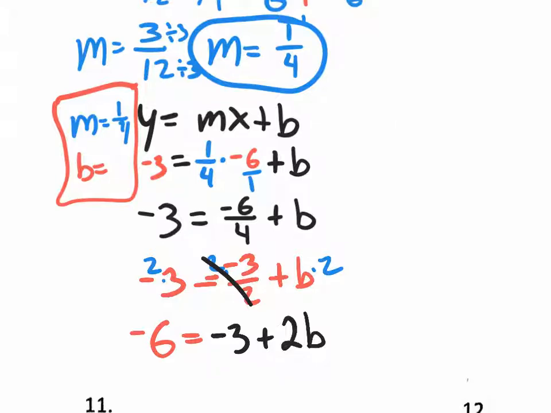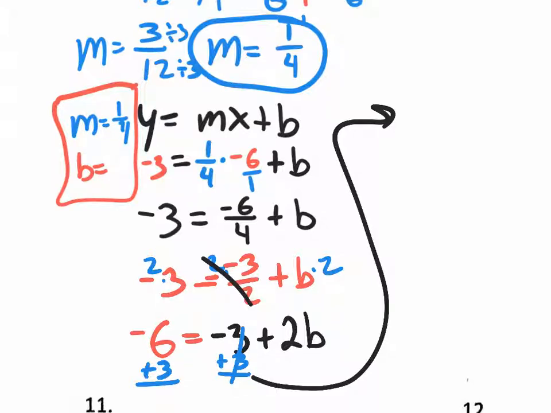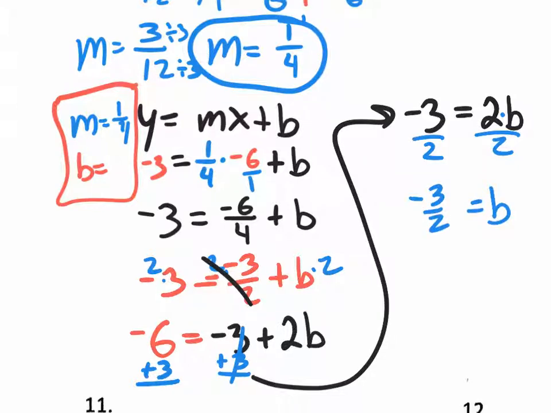So let's continue getting b by itself. What do I get rid of first? Plus 3. The negative 3 by going plus 3. That's right, plus 3. So let me write my new equation up here. I'm running out of space. Negative 6 plus 3 is negative 3. I have it equal to 2b. So how do I get rid of that 2 in front of the b? Divide by 2, and I will have b equals negative 3/2.